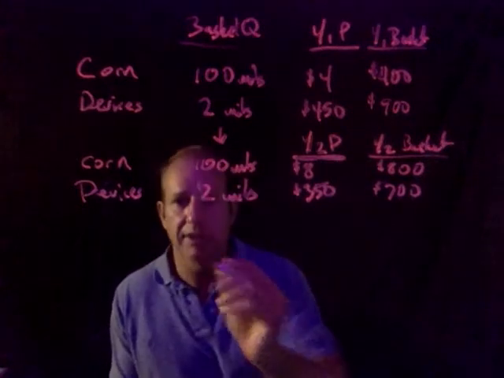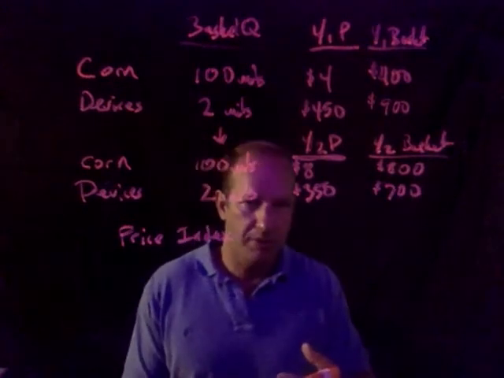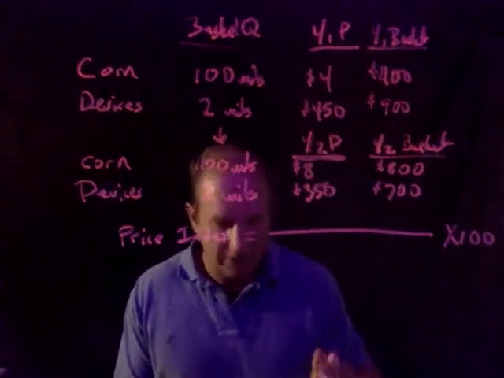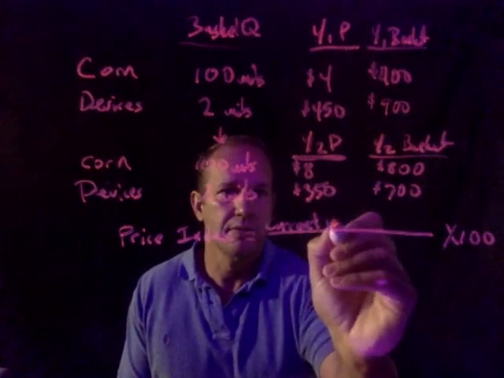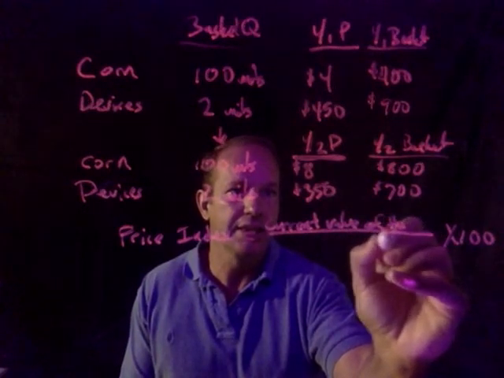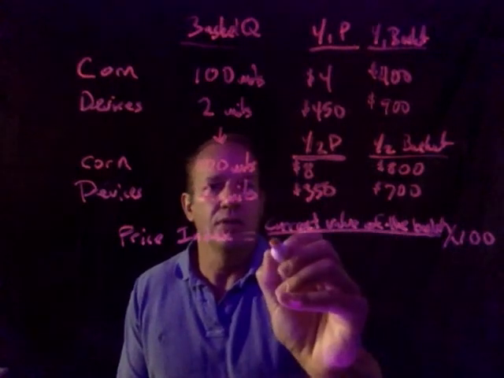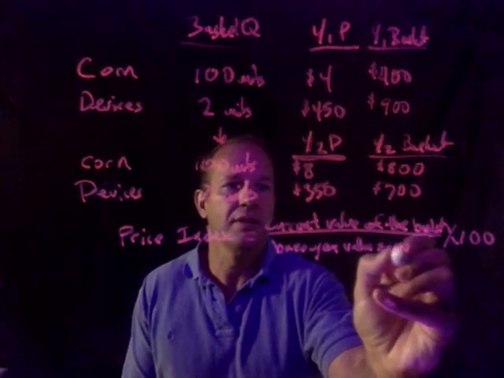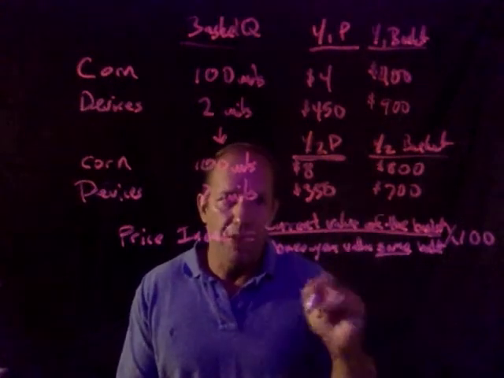A price index, typically in the US, we're talking about CPI, is equal to something times 100. I'll fill in those blanks. It's the current value, or the year 2, the second time period you're looking at, of the basket, the same basket, over the base year value of the same basket. So what that says is the current value of the basket over the base year value of the same basket.